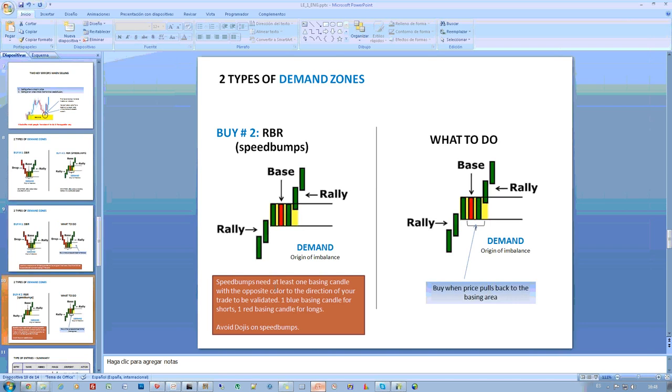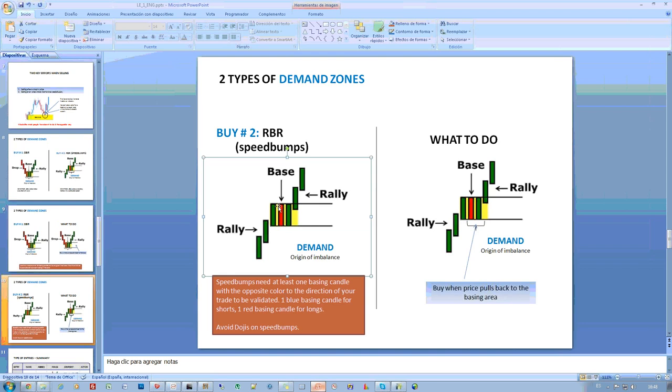A speed bump, this is one tip that I always use: speed bumps need at least one basing candle. At least one. We have to avoid dojis there. We need at least one basing candle with the opposite color to the direction of the trade in order to be validated.